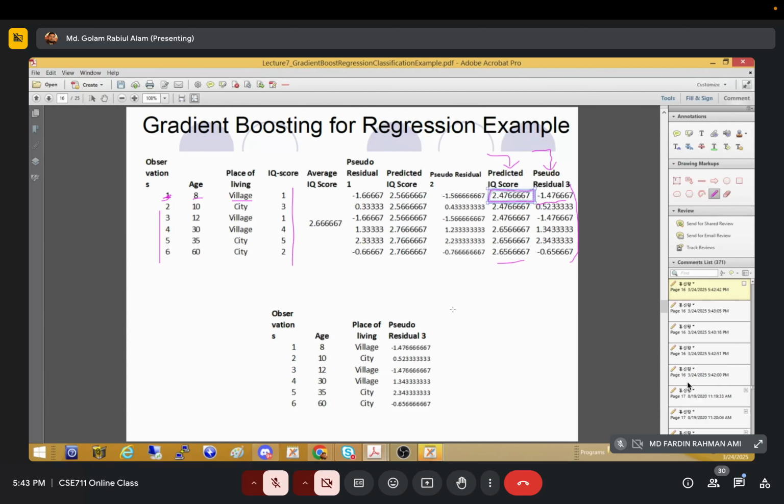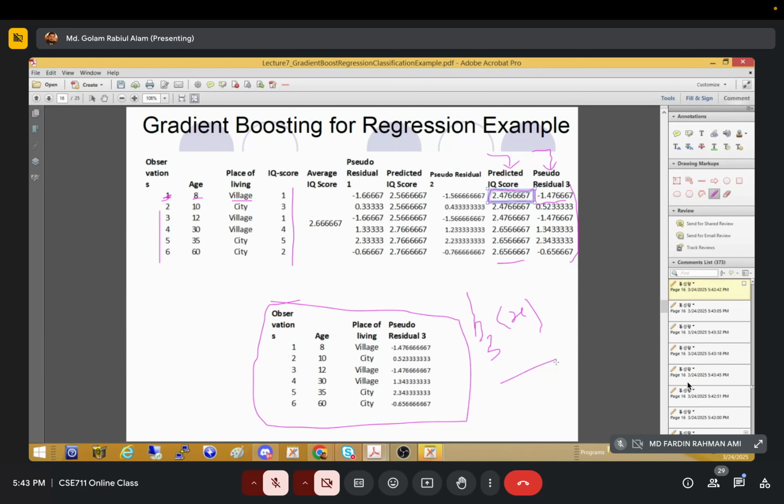And then, what is next? We have to consider this one as our new data set. Okay, so the place of living and pseudo residual 3. From here we will get another one, that is H3 of X.